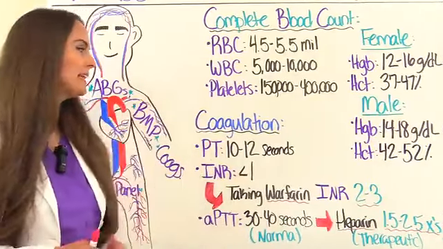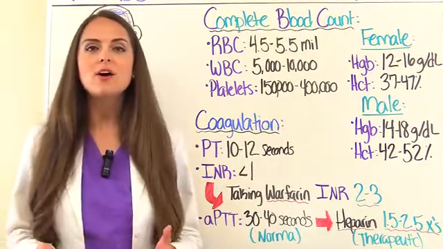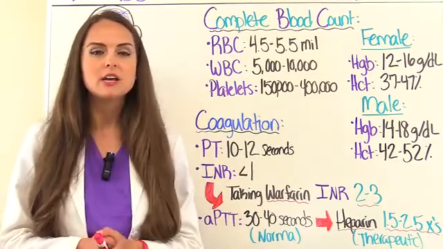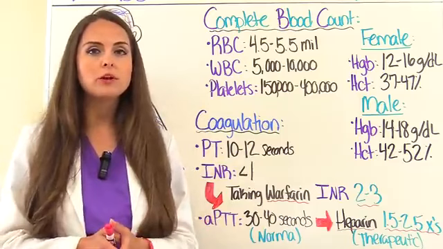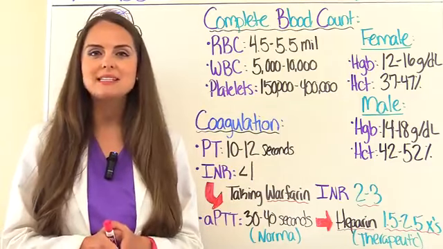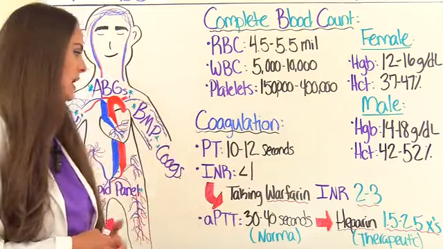Now let's look at coagulation levels. If your patient's on an anticoagulant, you definitely want to know their coagulation levels. For instance, if they're on warfarin, you want to know their PT-INR. And if they're on heparin, you want to know that APTT. So let's look at this PT-INR.